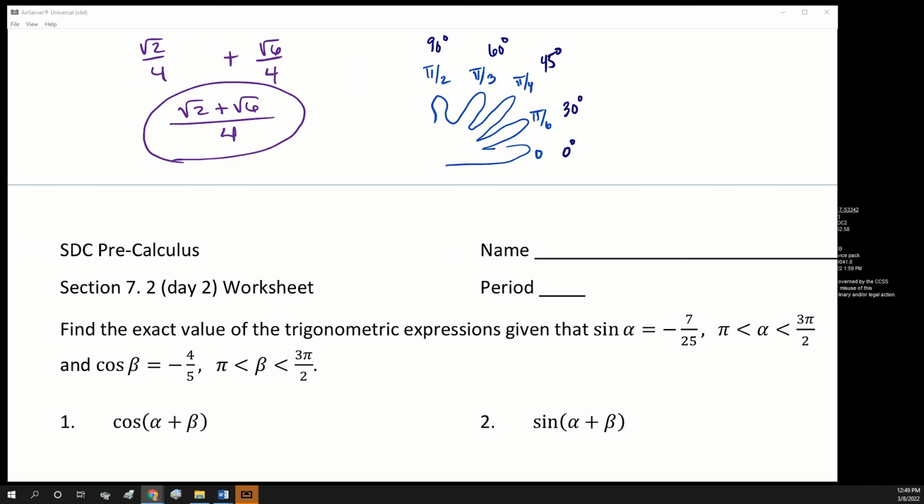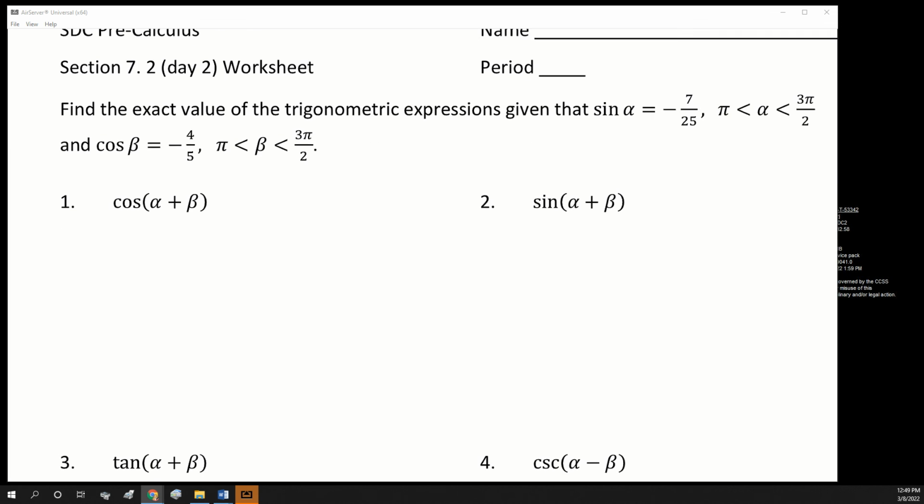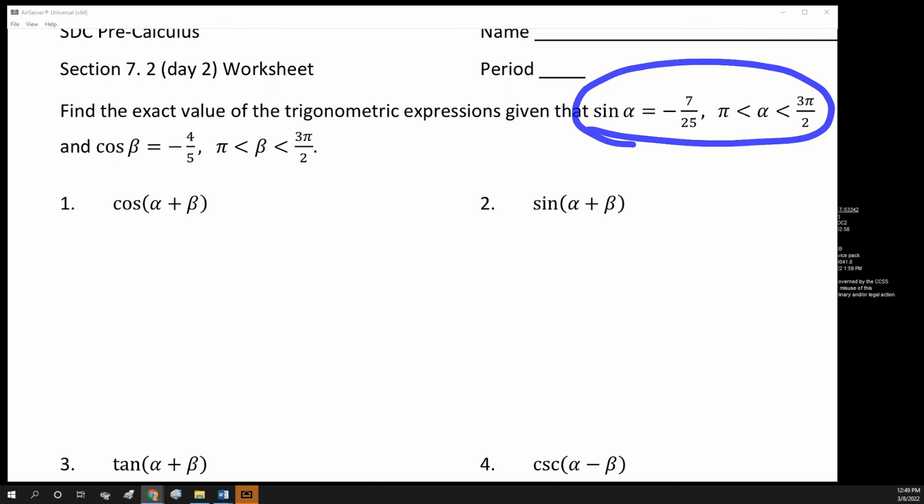Someone in my third period thought that these were the same alpha and beta as the front. They're not. So we have a brand new triangle for alpha, a brand new triangle for beta. So make sure you redo that or you'll be doing the wrong problem. So your assignment is on the back of that worksheet.